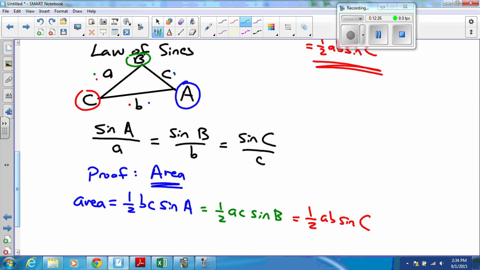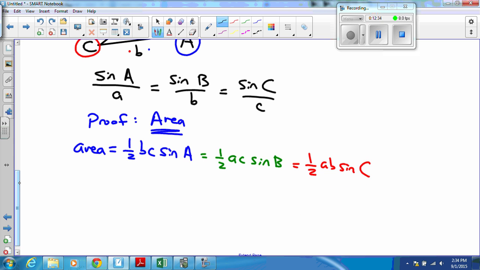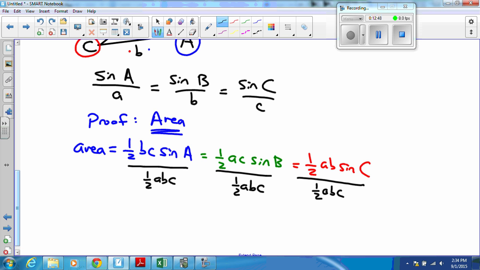Now, because A, B, and C are all sides of the triangle, they can never be 0, so it is legitimate to take this equality and divide through by 1/2 ABC, which is guaranteed to not ever be 0.